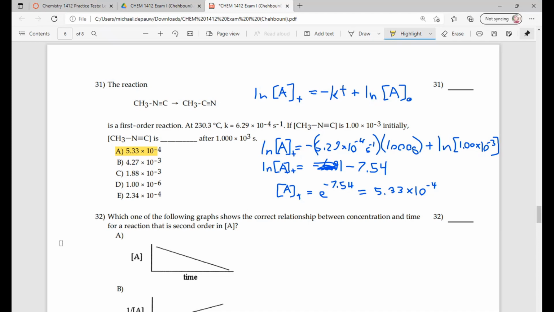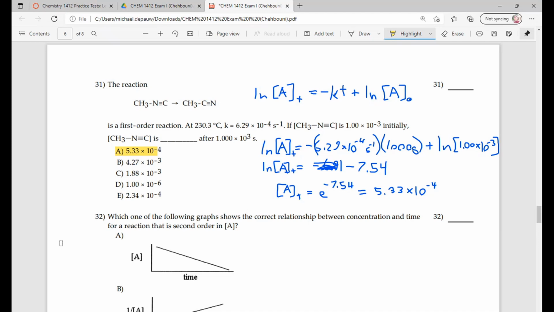It's important to do these little logic things in your head, because if you're running low on time, you don't have enough time to work out a problem, but you have maybe a few seconds to get a few pieces of information to make an educated guess. In this case, the reactant starts out as 1 times 10 to the negative third. So if it is going to go, it has to go down from there, right?